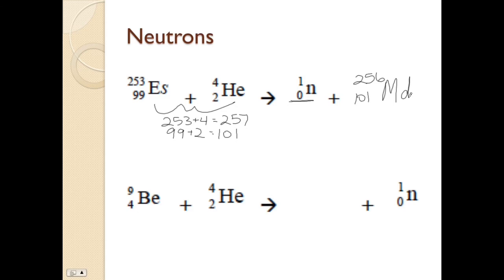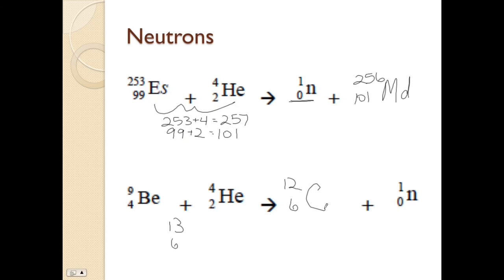Nothing's changed. If we take a look at the bottom one, we've got 9 plus 4 on top, which is 13. So we want 13 on both sides. We've already got 1 with the neutron, so that means it's 12. And 4 and 2 is 6. That means we want 6 on the other side. 6 plus 0, and then that would give us carbon. There we go.